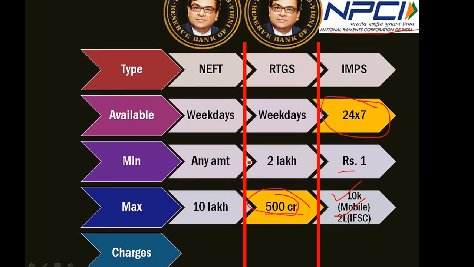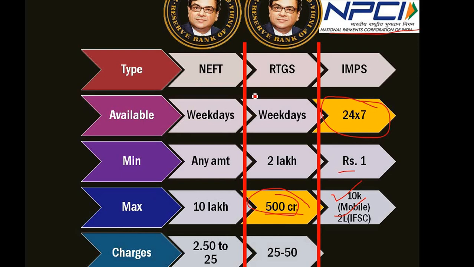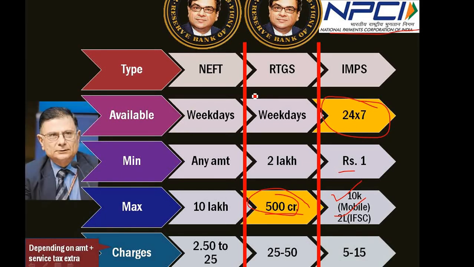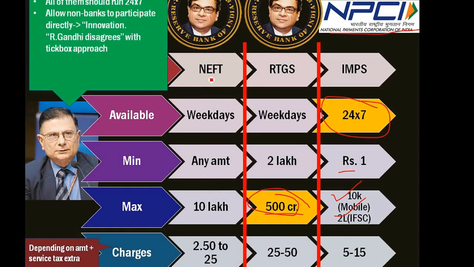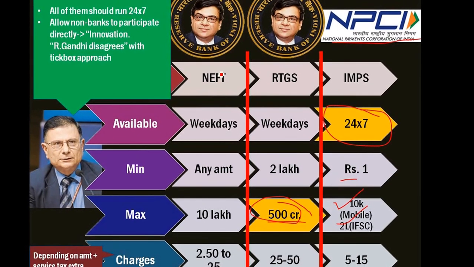And using the IMPS service we can transfer only 10,000 rupees if you are using the mobile interface, and 2 lakh rupees if we have a web enabled portal supported with IFSC. And what are the charges deducted by the bank to avail these services? Around 2.5 rupees to 25 rupees is charged for NEFT, depending on the amount transferred. Similarly, for RTGS they deduct 25 to 50 rupees, and IMPS can charge 5 to 15 rupees.